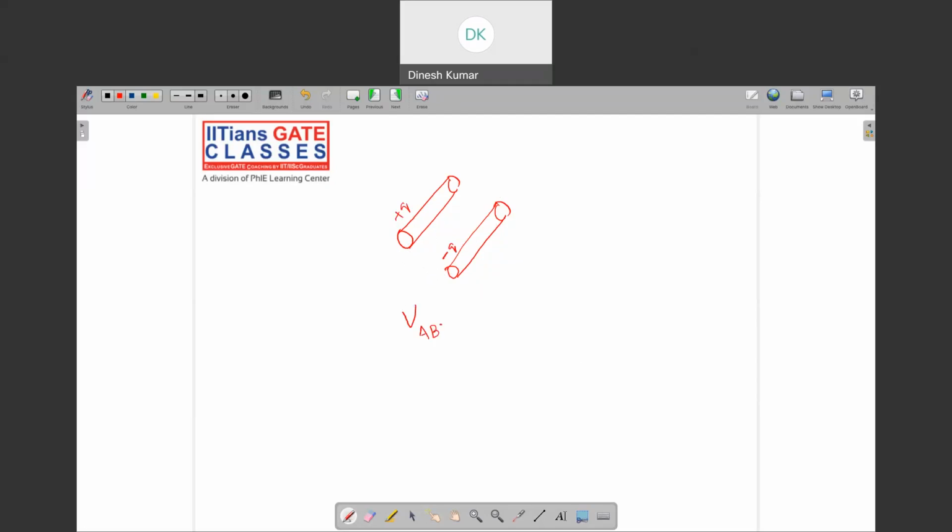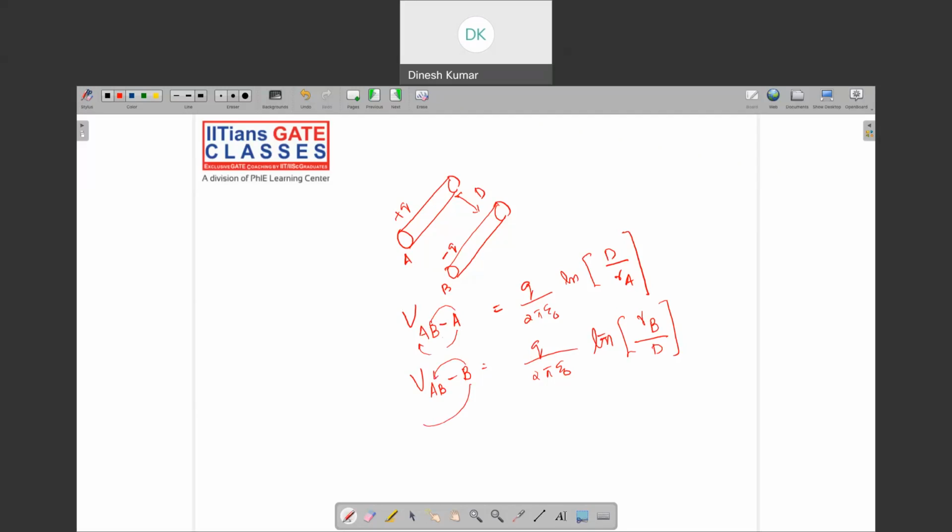That is VAB due to A, right? So this is A and this is B. The potential difference between A and B due to this charge will be equal to Q by 2 pi epsilon 0 ln D divided by RA, where D is the distance between the conductors. Similarly, VAB due to B will be Q by 2 pi epsilon 0 ln RB by D. How this D is coming is the distance between A and B, then the distance between A and A; here the distance between B and B, then the distance between B and A. You should remember this.